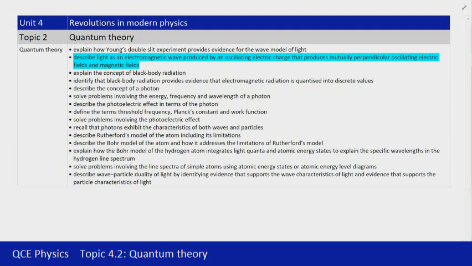In the previous video we looked at evidence for light behaving as a wave in Young's double slit experiment. In this video we're going to have a look at how light is produced as a wave. In order to do that we'll need to refer back to topic 3.2 on electromagnetism, both in terms of electric and magnetic fields, and we'll also touch on electromagnetic radiation.